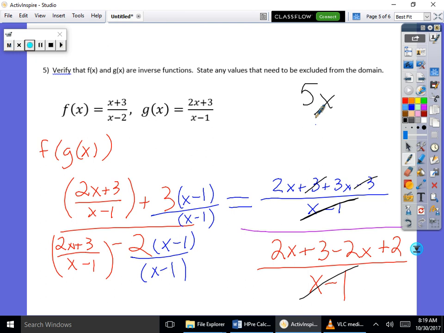Okay? In the denominator, what happens? I think this is what you were trying to say. The 2x's cancel here, and I'm left with 3 plus 2, which is 5. And 5x divided by 5 is x, 1x. So that is half of the problem. Now you got to do it the other way.